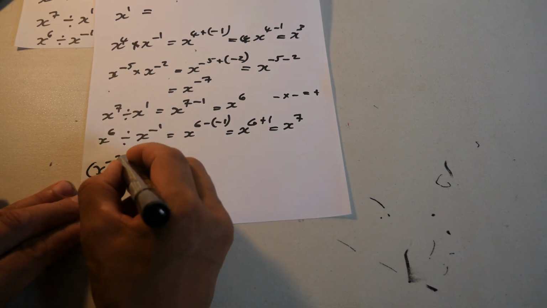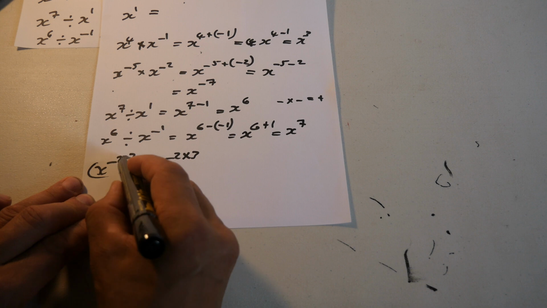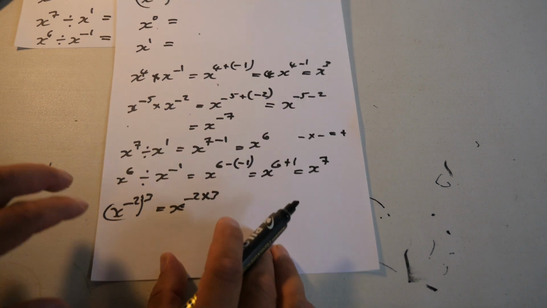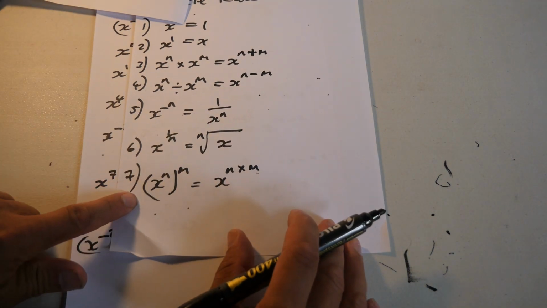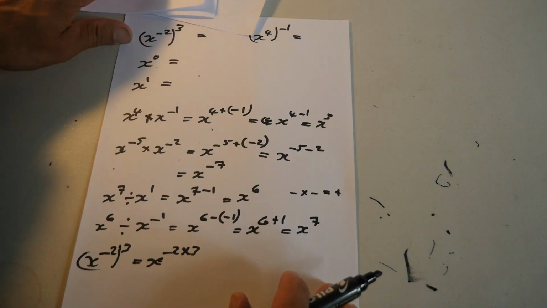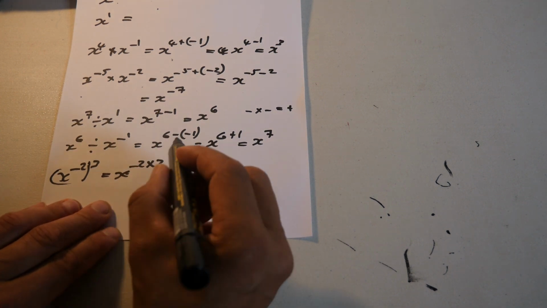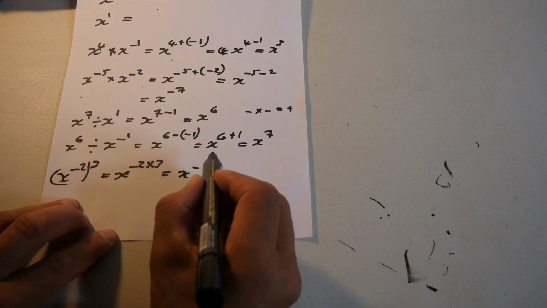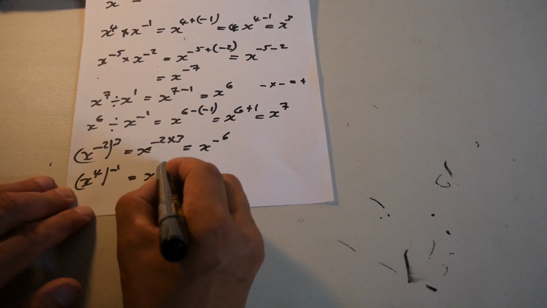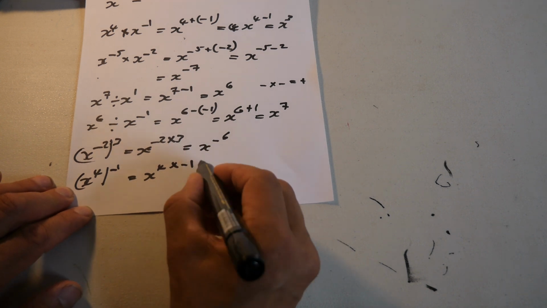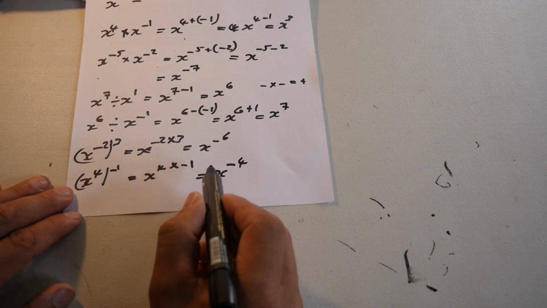And then x to the minus 2, cubed, equals x to the minus 2 times 3, because it's in the brackets, okay? That rule is in the brackets, remember? Remember this rule, okay? So minus 2 times plus 3 is minus 6. Minus times plus is minus, so it's minus 6. And then x to the 4 to the minus 1 equals x to the 4 times minus 1. 4 times minus 1 is minus 4. Okay, minus times plus is minus, is minus 4.